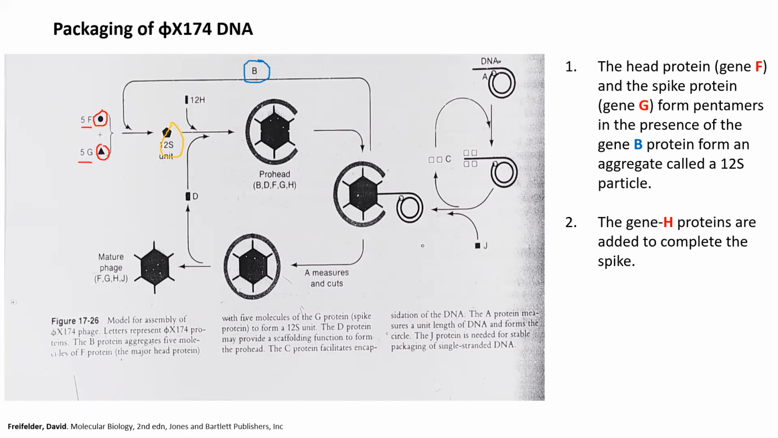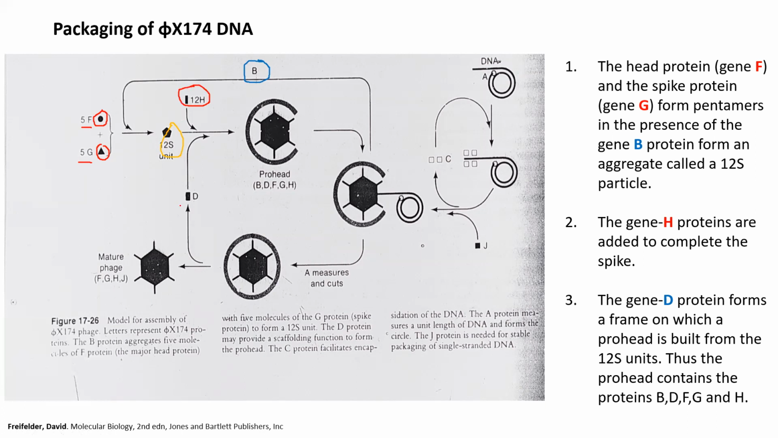Next step, H also is added to complete the spike. The H protein, or the protein coded by the H gene, is added to complete the spike, which you can see here. The H also has been added. And the D protein forms a frame or a scaffold on which a prohead is built.